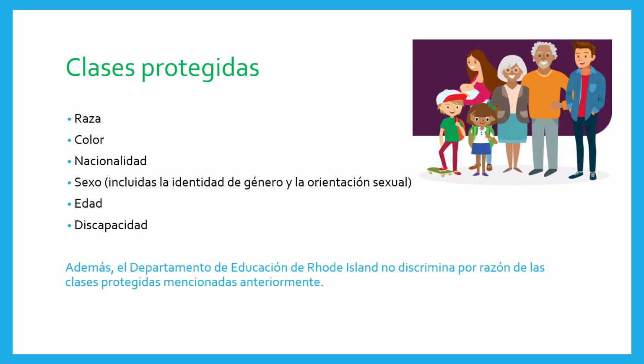When we talk about civil rights, we are referring specifically to treatment of the protected classes as listed on this slide. The federally protected classes are race, color, national origin, sex, including gender identity and sexual orientation, age, and disability. Additionally, the Rhode Island Department of Education does not discriminate on the basis of any of the protected classes listed.